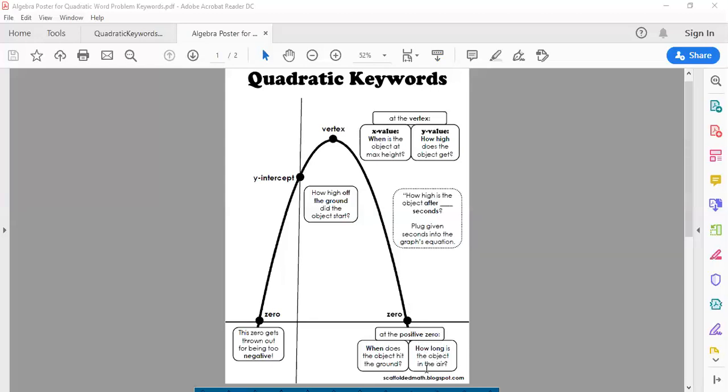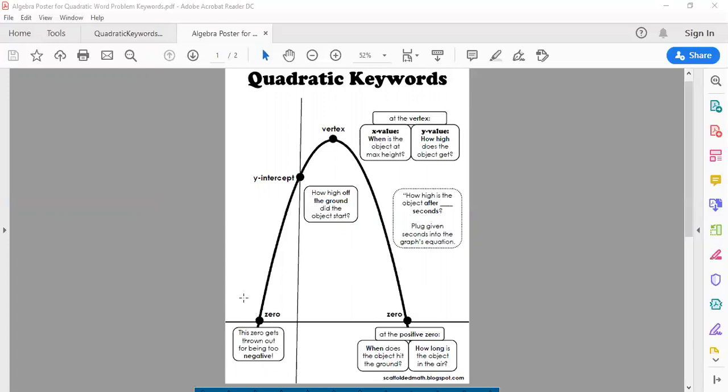How long did the object stay in the air? Well, these two questions are asking the same thing. They're just phrased differently. I want to know how long the object was lingering in the air before it hit the ground right there, okay? And we know how to solve for the zeros. We have four different ways we can do that. We can factor, we can do the square root method, we can complete the square, or we can do our all-time favorite, the quadratic formula, okay?